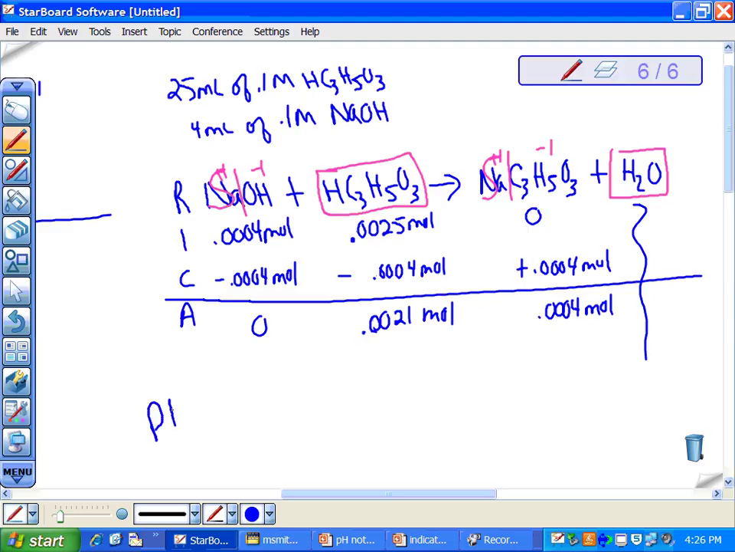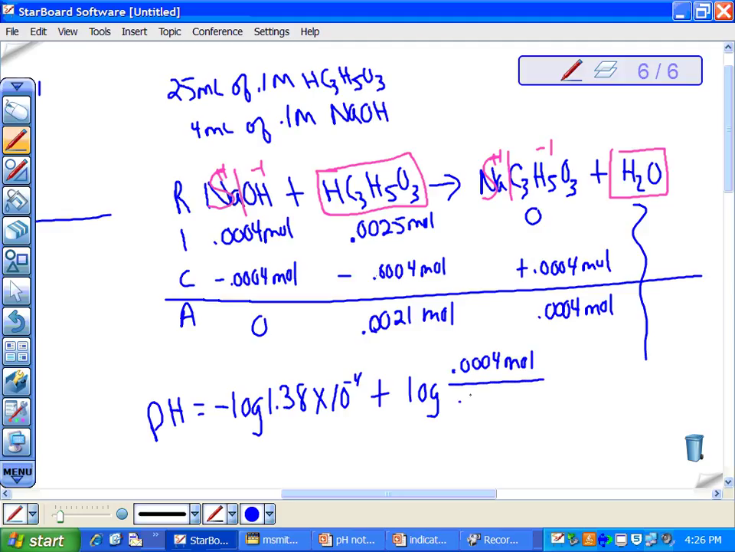Henderson-Hasselbalch is pH equals the negative log of the Ka, and it's always the Ka. It doesn't matter if you're dealing with an acid or a base, Henderson-Hasselbalch requires you use that, plus the log of the base, which in this case is up here, divided by the acid.